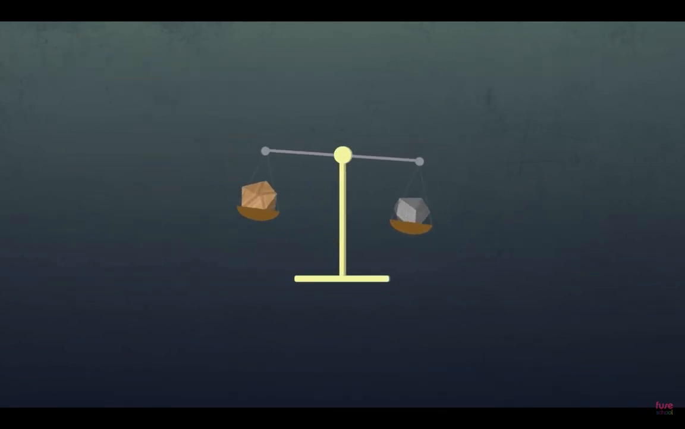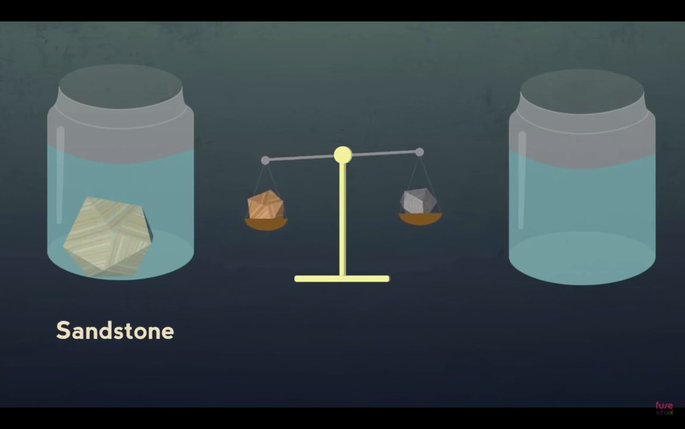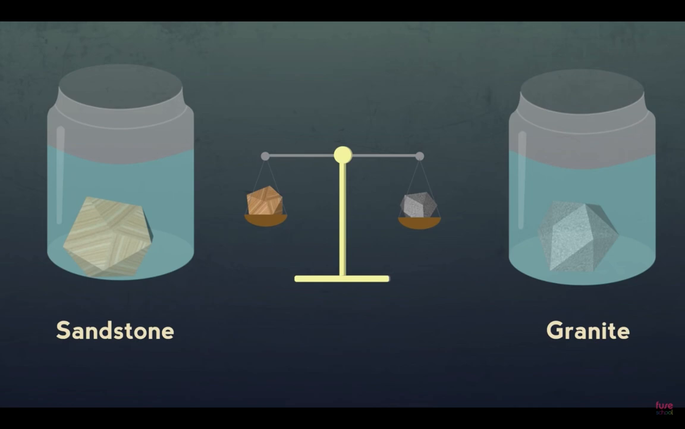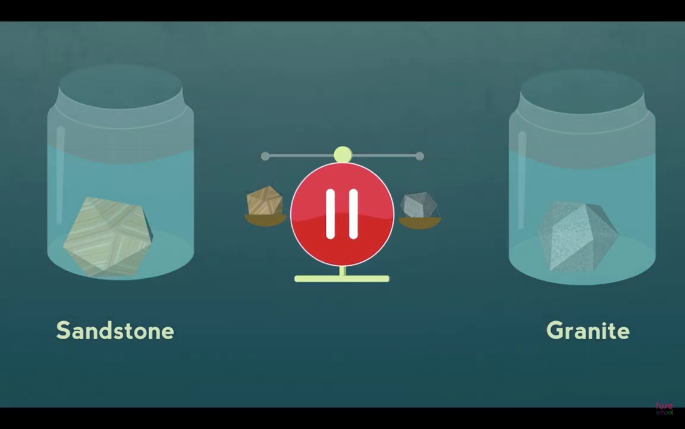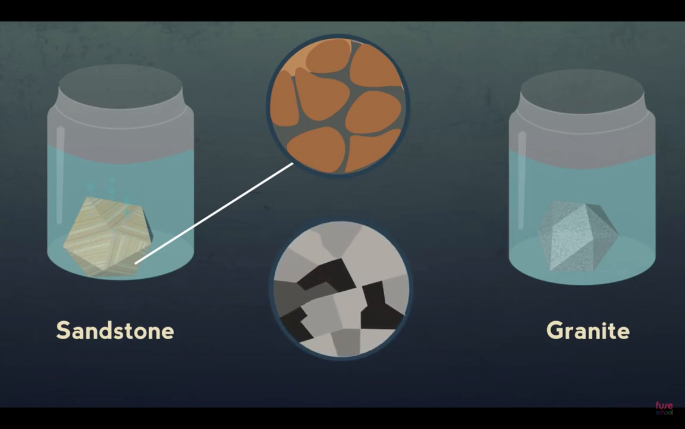Weigh each rock and then place it in water. You will see bubbles coming from the sandstone and it gets heavier. No bubbles from the granite and no increase in weight. Why do you think the sandstone made bubbles and gained weight? Pause and think. Well, there are air spaces between the rounded grains, so the water pushes the air out, forming bubbles, making it heavier. The granite has no air spaces.